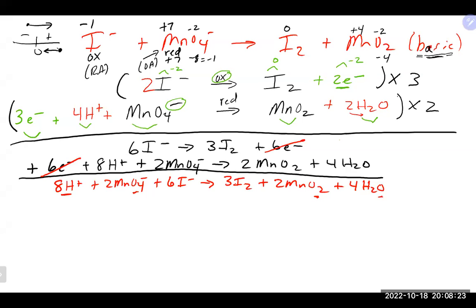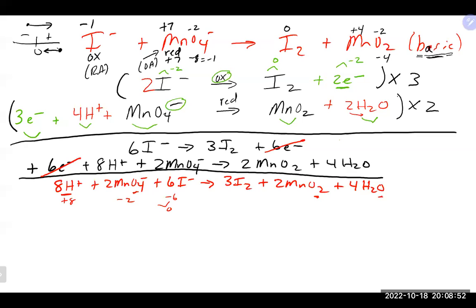Overall charge on the left there is plus 8 from this one, minus 2 for this one, and minus 6 for that one. That is a 0. Overall charge over here, nobody's contributing anything, so that is 0 over there. And that means that it is balanced correctly in acidic conditions. Any questions up to that point? Obviously, if you were doing acidic conditions, you put a box around it and move on with your life.